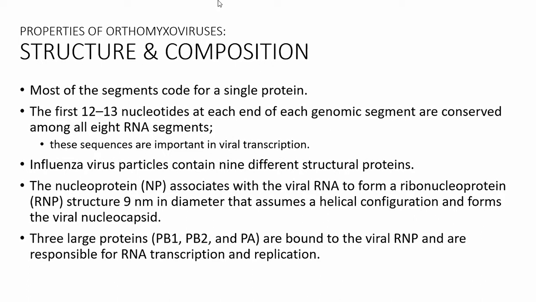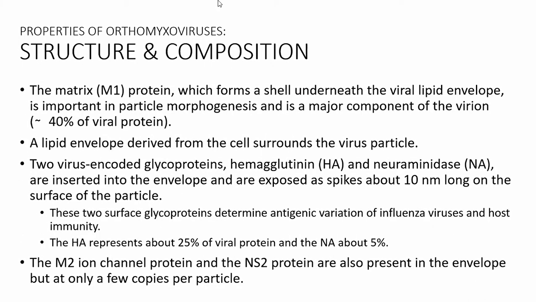There are also 3 large proteins, namely PB1, PB2, and PA. These are bound to the viral RNP and are responsible for RNA transcription and replication. Another protein is the matrix protein, M1, which forms a shell underneath the viral lipid envelope, and it is important in particle morphogenesis and is a major component of the virion. A lipid envelope derived from the cell surrounds the virus particle, and 2 virus-encoded glycoproteins known as the hemagglutinin and neuraminidase are inserted into the envelope and are exposed as spikes. These are surface glycoproteins, about 10 nanometers long on the surface of the particle.